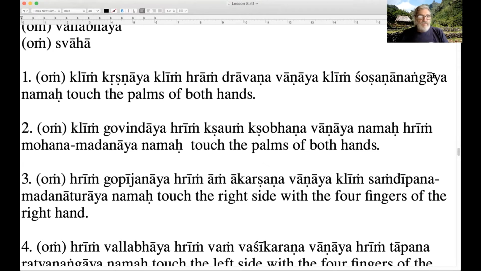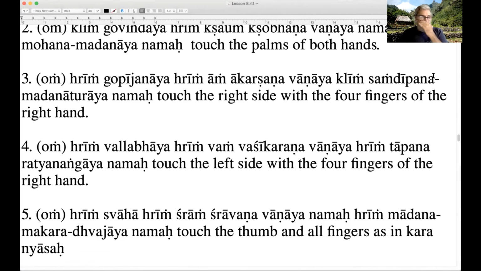Okay, so Om Klim Krishnaya, Klim Ram, Dravana Vanaya, Klim Shoshanangaya, and we touch the palms of both hands. Om Klim Govindaya Hrim Shrom, Shobhana Vanaya Namaha, Hrim Mohana Madanaya Namaha. Touch the palms of both hands. Right? So when we touch the palms of both hands, we just do that.